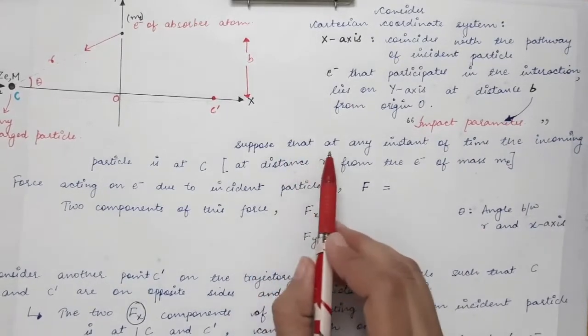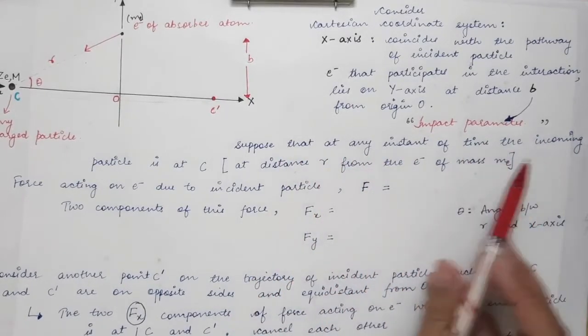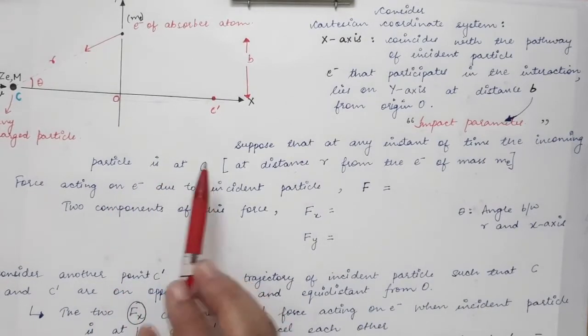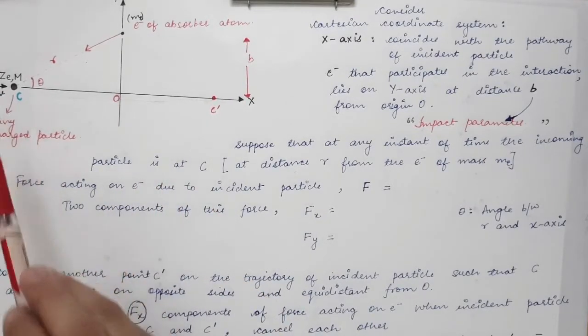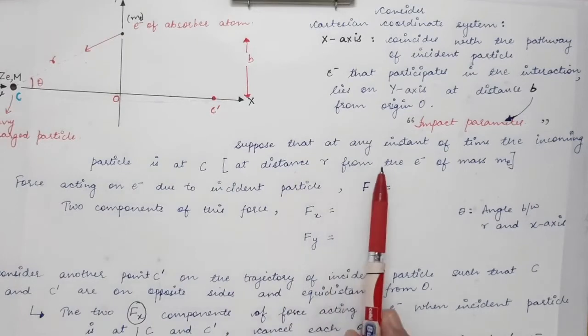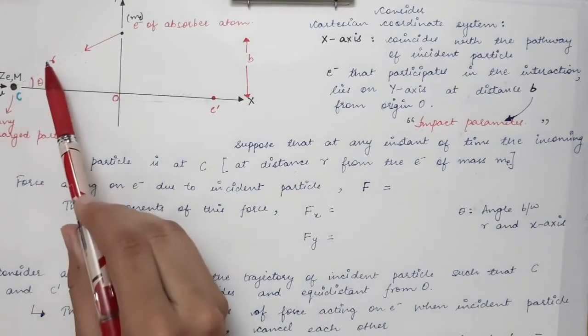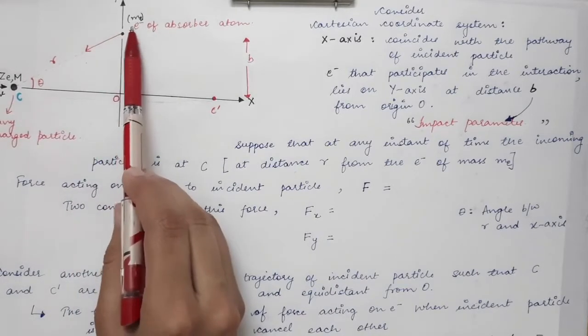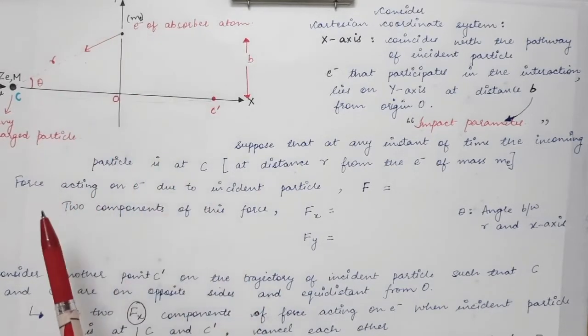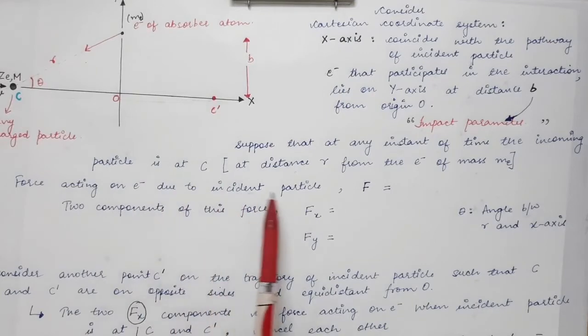So we suppose that at any instant of time the incoming heavy charged particle is at C, at a distance r from the electron of mass me. So this point C is at a distance of r from the electron of mass me. Now, the force acting on the electron due to the incident particle.